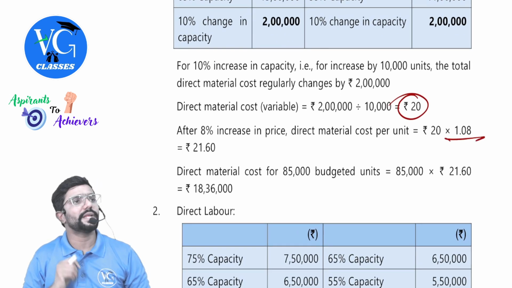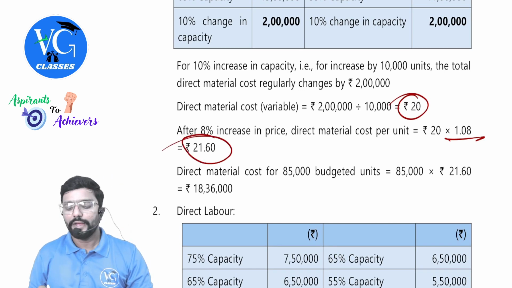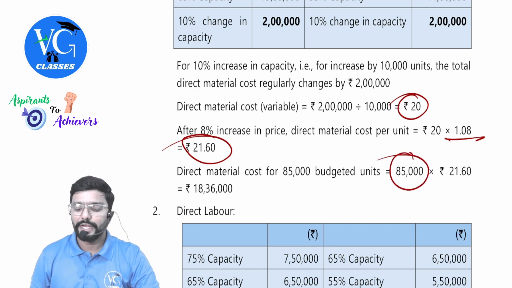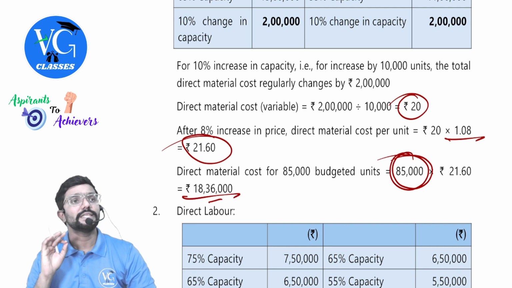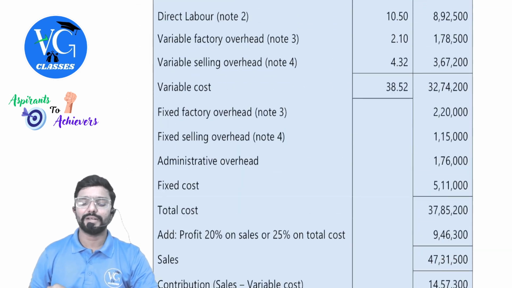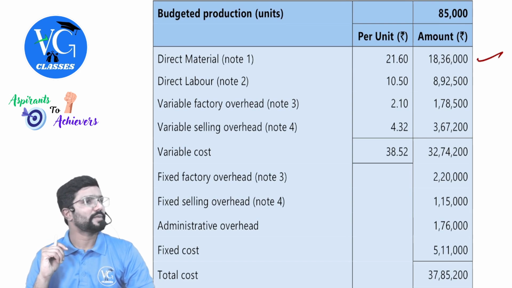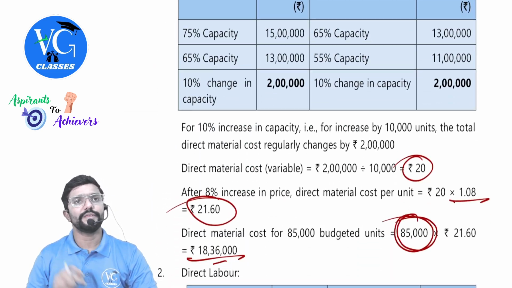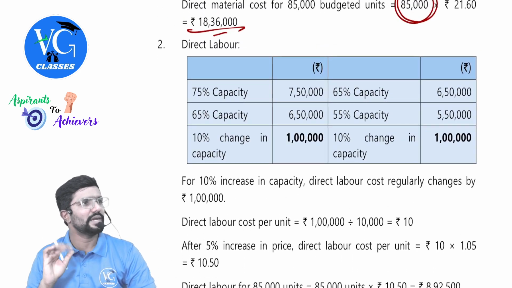There is some increase. How much, sir? 8% increase. So in the present period, it will be 21.60. What are the units in the budgeted period? 85,000 units. So it would be 85,000 units into 21.60, which comes to 18 lakh 36,000. This is the budgeted material cost for the upcoming period. Coming to labor, labor also is variable. You can just write one sentence. They have done a lot of things here. I don't think it is required. Here, just tell.